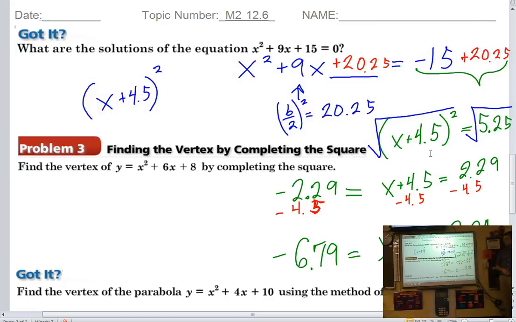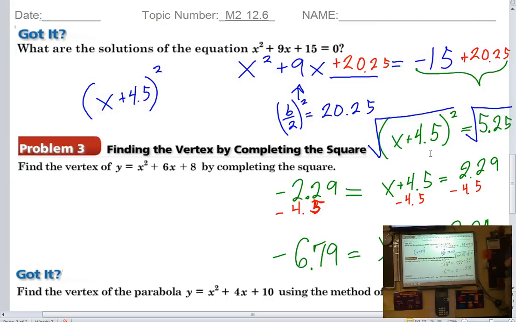So that also tells me that my vertex is negative, dead between those guys. Not easy to find. But we already know it's not going to be that easy because these already aren't integers, so it gets messy.